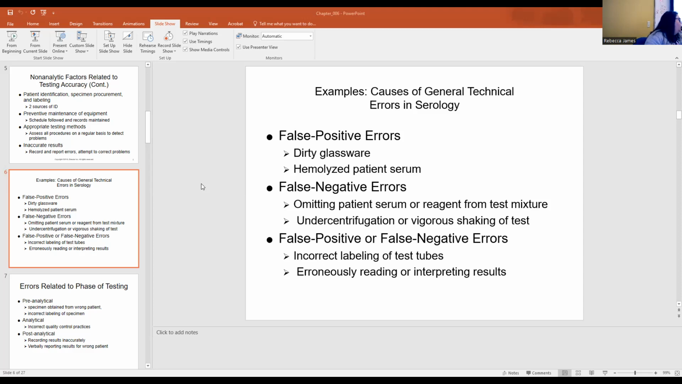Depending on what QC you're doing, let's start out simple. You're doing quality control on a pregnancy test. Your positive should be what? Positive. Your negative QC should be what? Negative. So you have two levels of control, positive and negative, because that's all a pregnancy test can be.